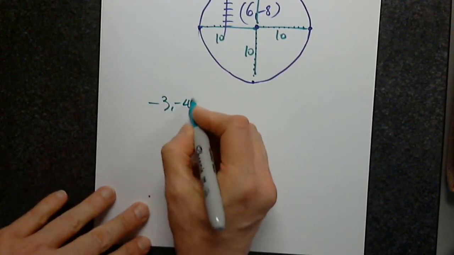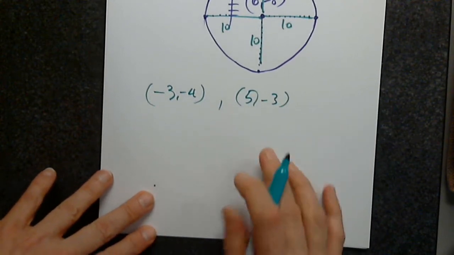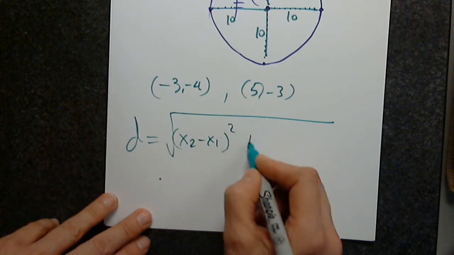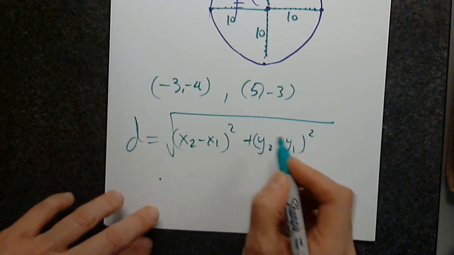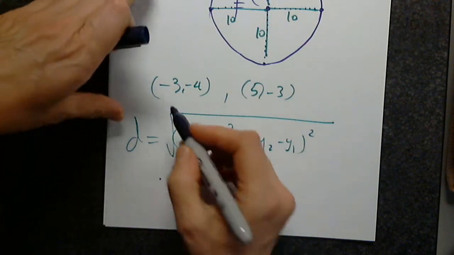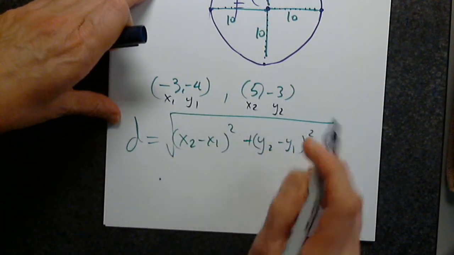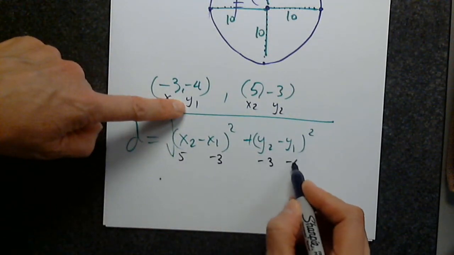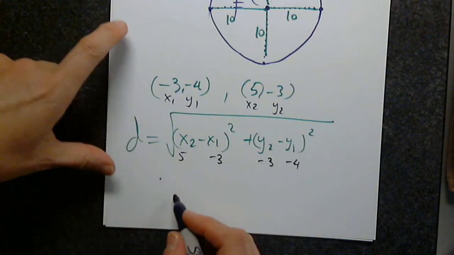So we're given (-3, -4) and (5, -3). The distance is the square root of (x2 minus x1) squared plus (y2 minus y1) squared. That's the formula for the distance. You have to memorize this, please. It's the same as the equation of the circle, just the letters are different. So label this x1, y1, x2, y2, and then write them underneath: 5 and -3, -3 and -4. Let's do this together, please.